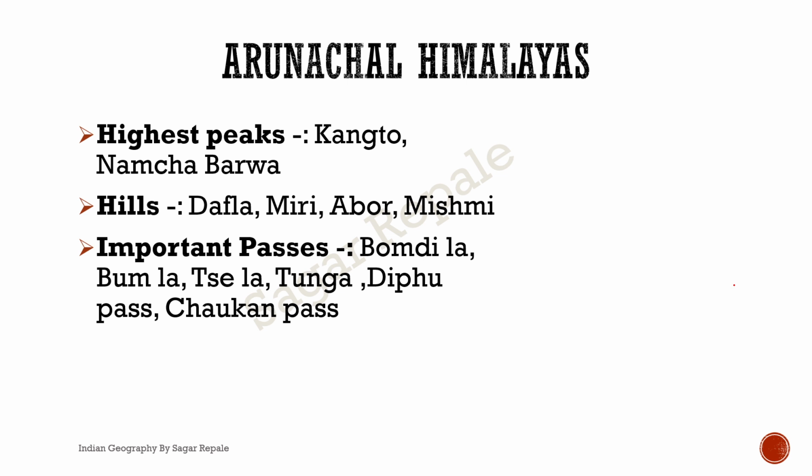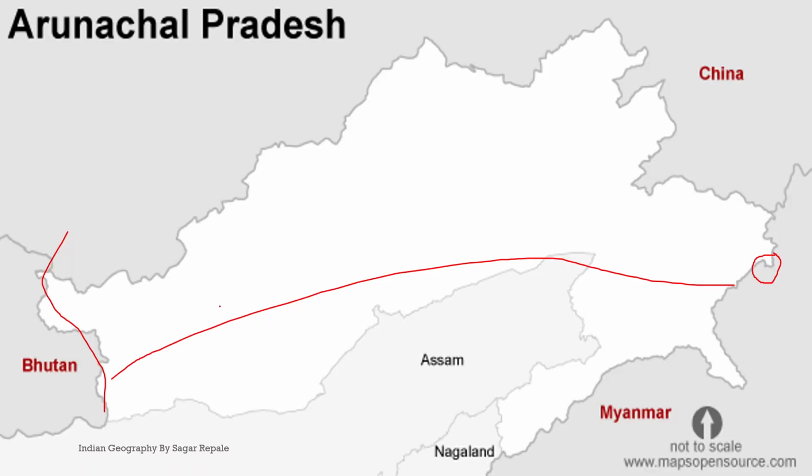UPSC can ask you the sequence from west to east. From the west side, this is Dafla Hills, then Miri Hills, then Abor Hills, and this is Mishmi Hills. So from west to east, simple. You can revise the sequence they can ask. Dafla, Miri, Abor, and the easternmost among these four important hills is Mishmi Hills.